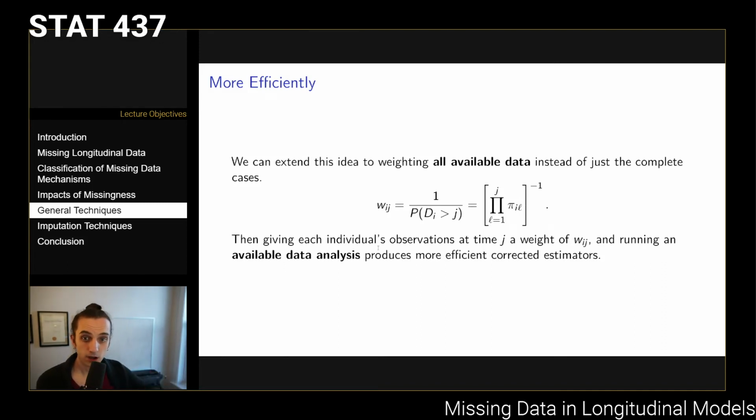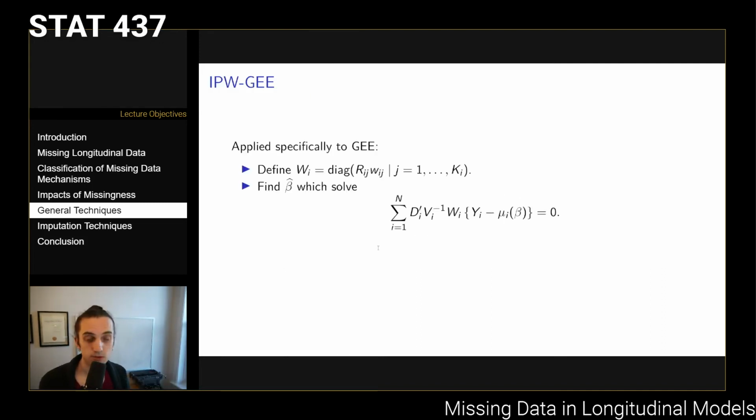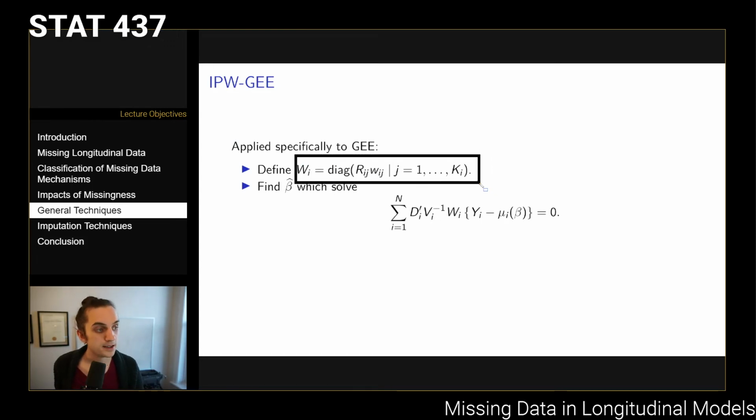So concretely, we can look at this using generalized estimating equations. Okay, so what we're going to do is we're going to define this weight matrix, this WI, to be a diagonal matrix, and it's going to be the full Ki dimensions. And on the diagonals, we're going to take the observed indicator, so Rij, and multiply it by that weight at time J. Okay? And so what that's going to mean is that if the individual was observed, the diagonal element is going to be this Wij.